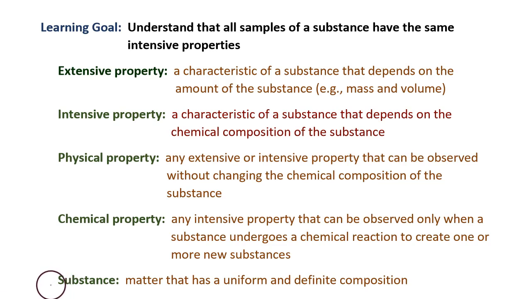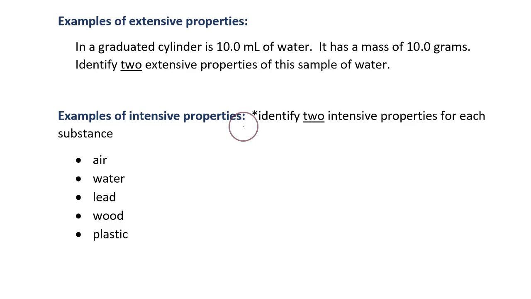A substance is matter that has a uniform and definite composition. The word uniform means that the composition is consistent throughout the entire sample of that substance. The word definite means that the substance will always have the same composition. Whatever the components are that make up the substance, they will always be in the same proportion in all samples of that substance. Next, let's do some check for understanding questions.